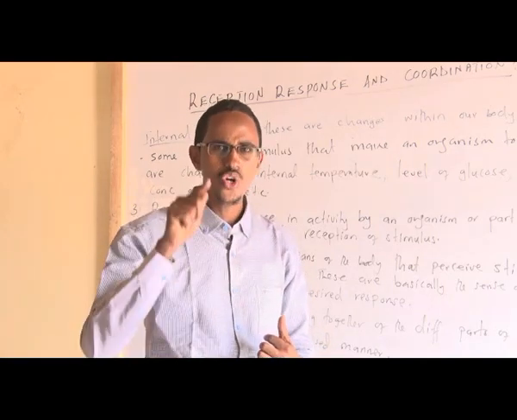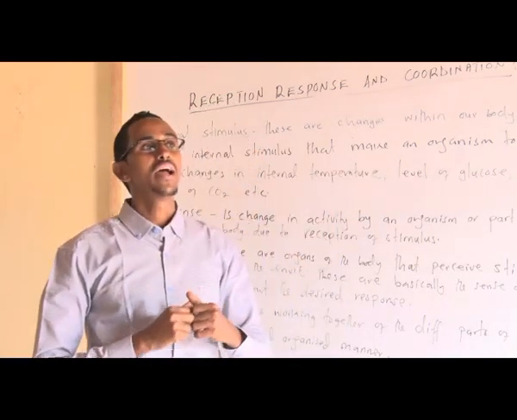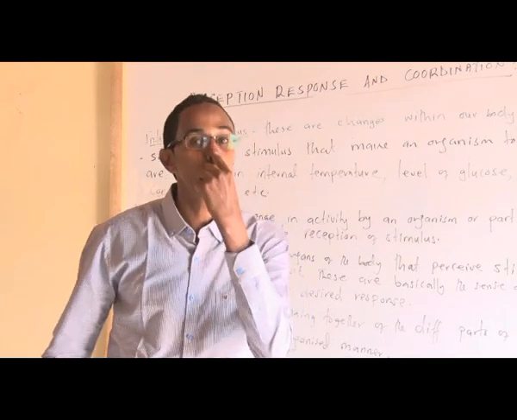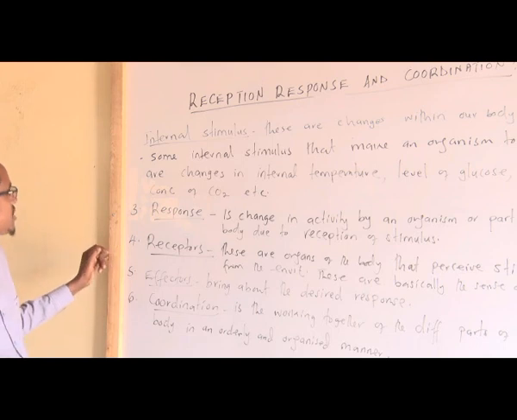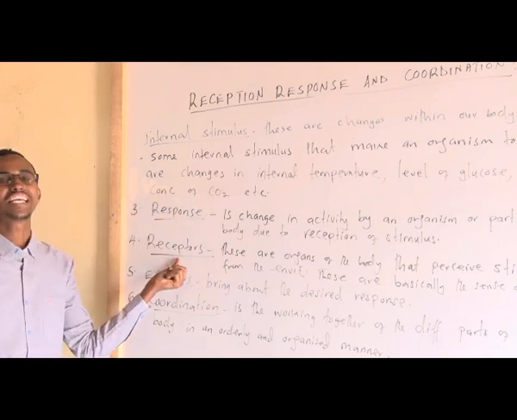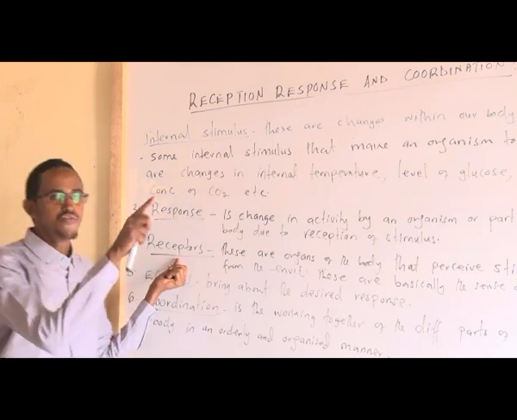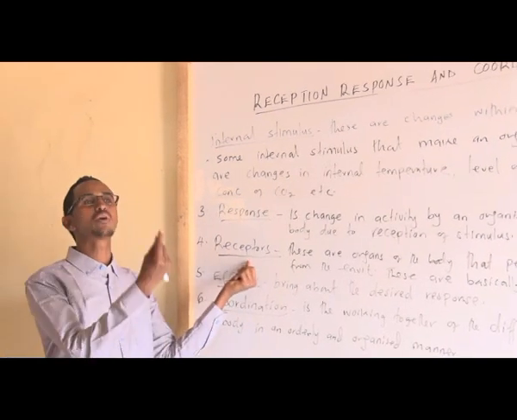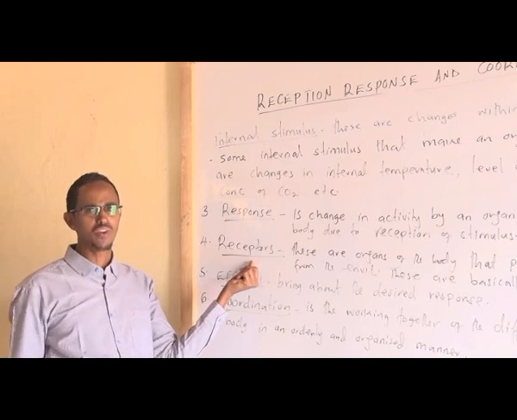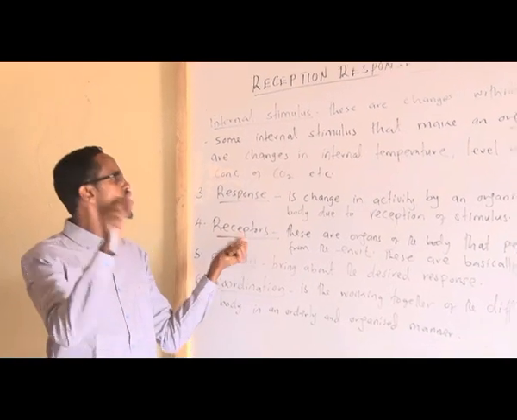The food is the stimulus, but how do you receive it? Through your nose. In that particular case, your nose becomes the receptor. The food is the stimulus. Your nose is the one receiving that particular stimulus from the environment.